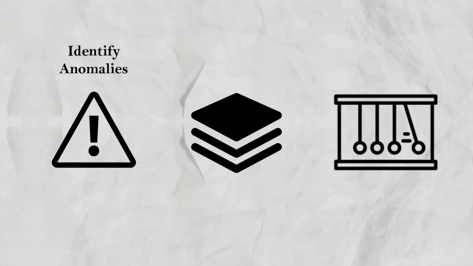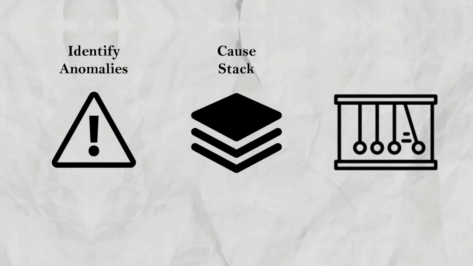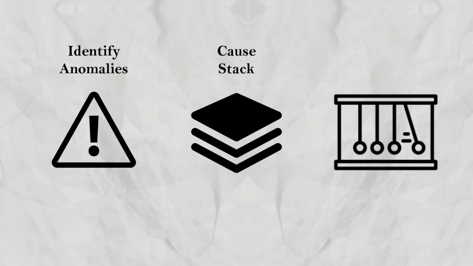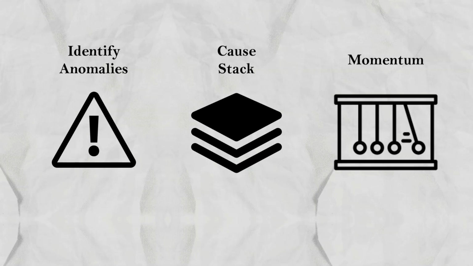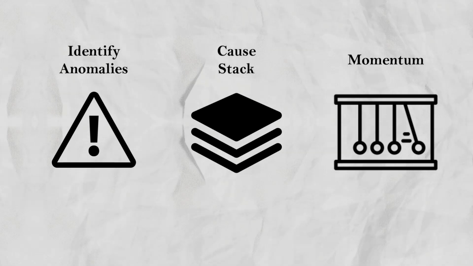So identifying anomalies helps you notice problems. The cause stack helps you tell which problems matter, and momentum helps you make more of your solutions. Write these 3 down somewhere, and every day, just once, practice them. Eventually, it'll be second nature, and you'll be thinking with chess professionals' frameworks without having to touch one piece.